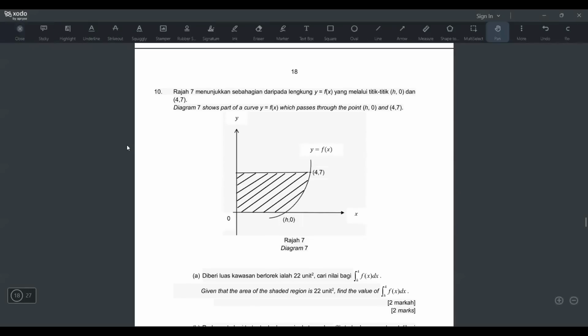Okay, now we are at number 10. So this is which chapter? The differentiation integration chapter. Okay, actually, to be more specific, it's integration, right? Okay, let's read. Diagram 7 shows part of curve y equals f(x).